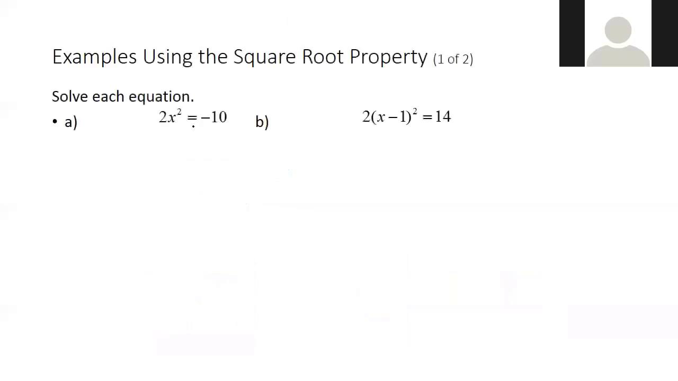Solve 2x squared minus 10 equals 0, and then solve 2 times (x minus 1) squared equal to 14. Now is a good time for those of you watching this later at home to pause the session so you can get the same answer that we get here.